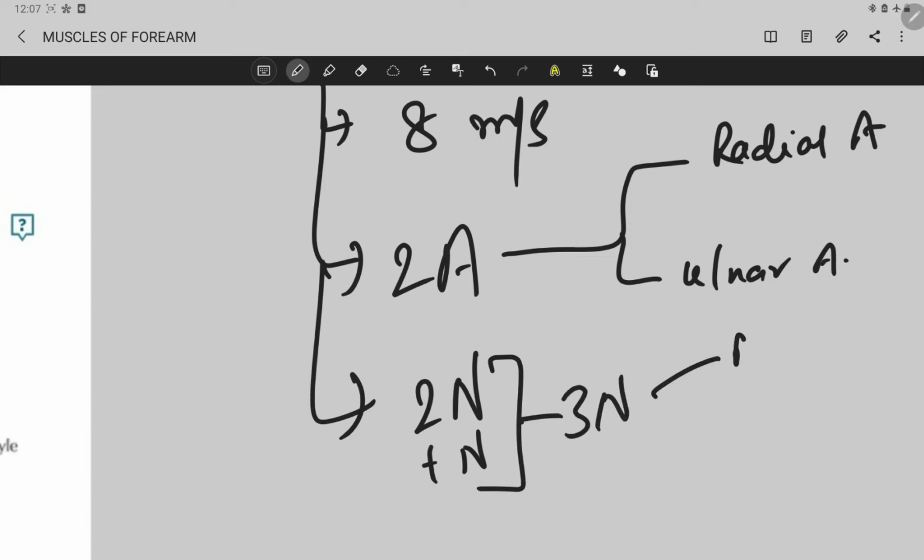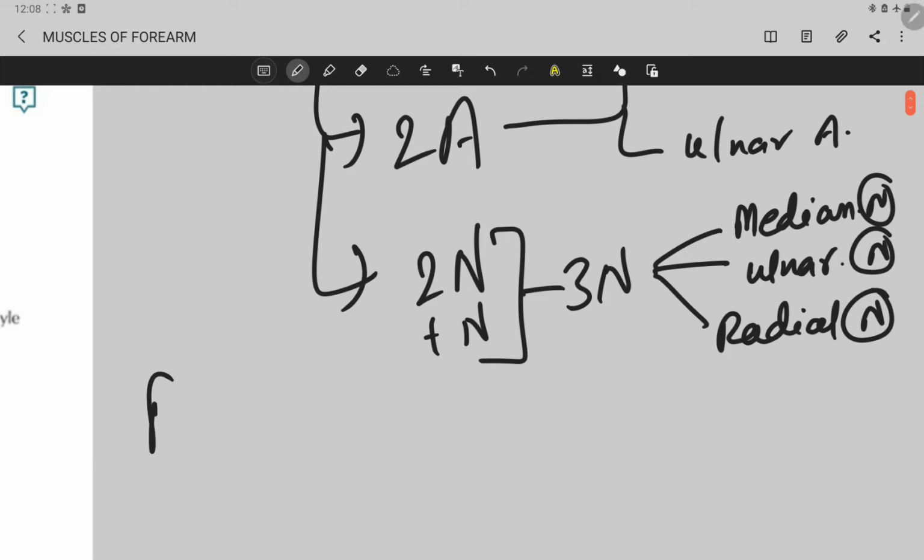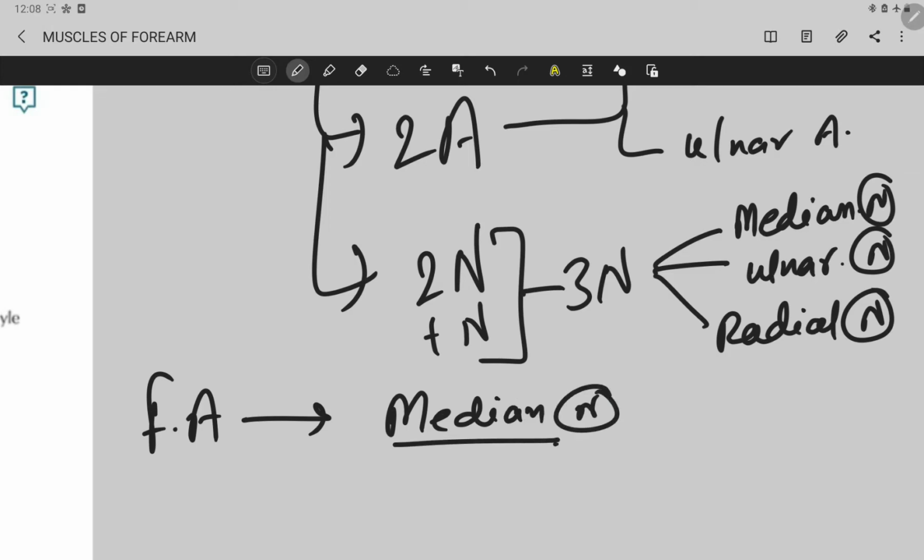So the main ones are the median nerve, ulnar nerve and also the radial nerve. The major territory for the median nerve is your forearm. The median nerve is the major nerve, with the major territory around the forearm.